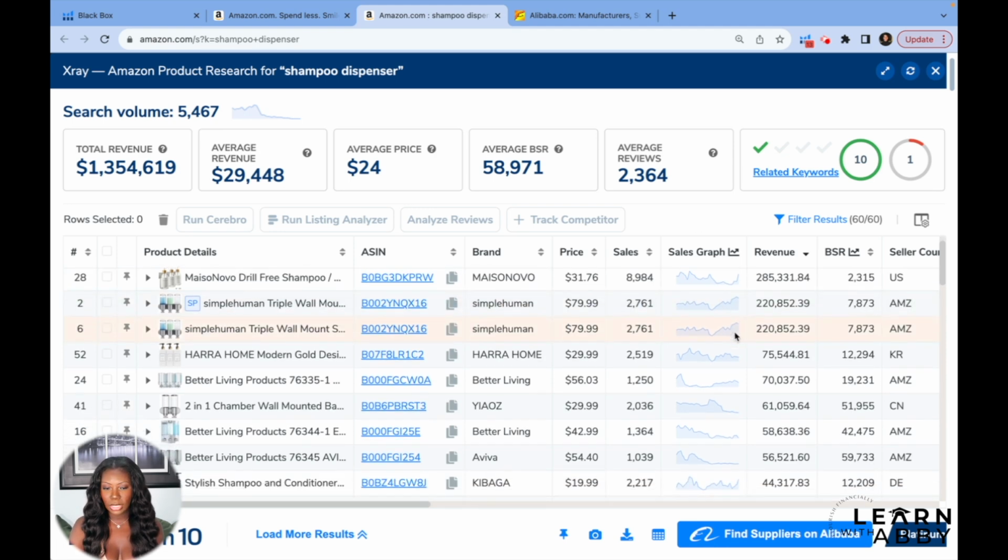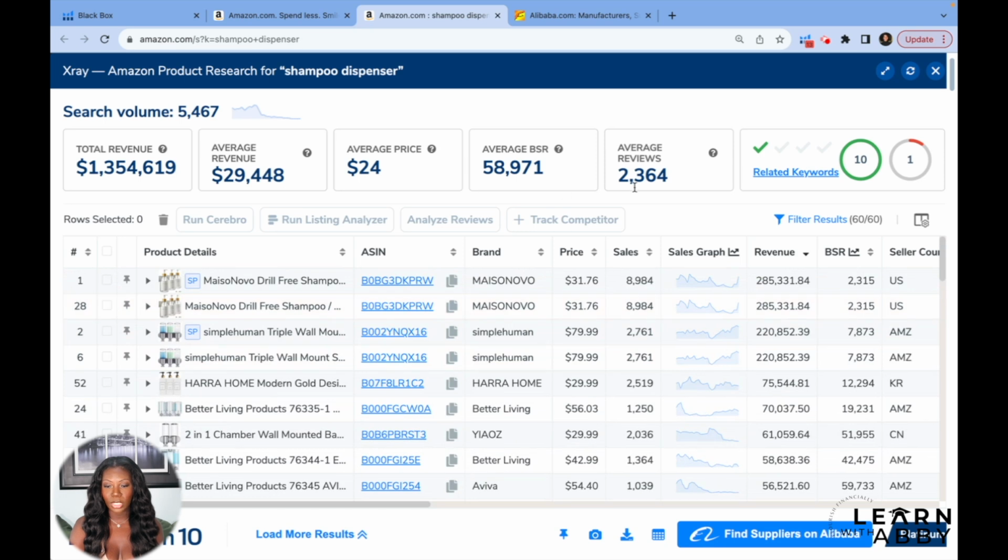Now we can see the average reviews is 2,300. So before, when we put reviews less than 200, that was telling us for that specific product. The one that didn't pull up before, that one had less than 200. But now we're looking at shampoo dispenser as a keyword. So the average reviews for this keyword is almost 2,400, which is way too high. Remember, we said 200 or less.